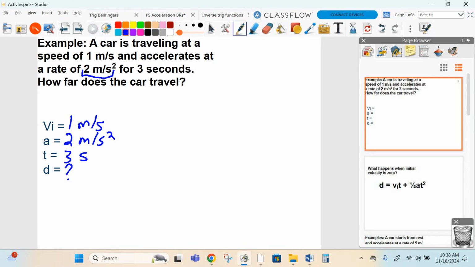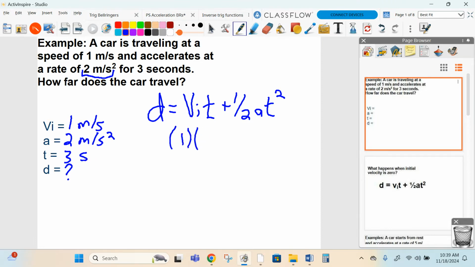How far is going to ask for distance. When I have an initial velocity, d equals vi multiplied by t plus 1/2 at squared. I'm going to plug in my numbers. The velocity is 1 multiplied by the time, which is 3, plus 1 divided by 2 is 0.5. The acceleration is 2 multiplied by 3 squared.